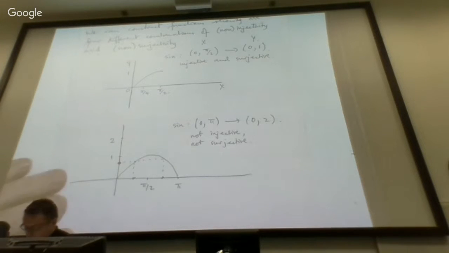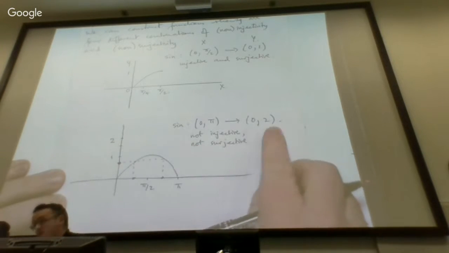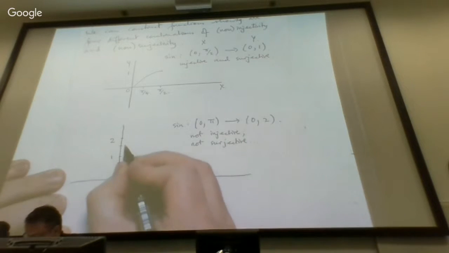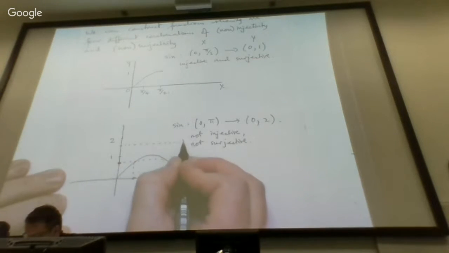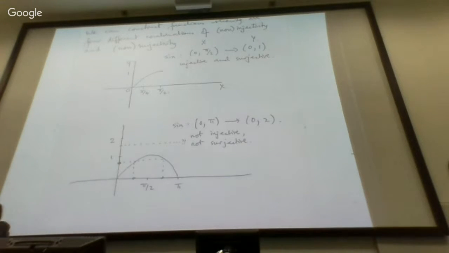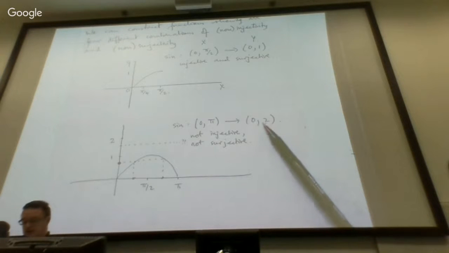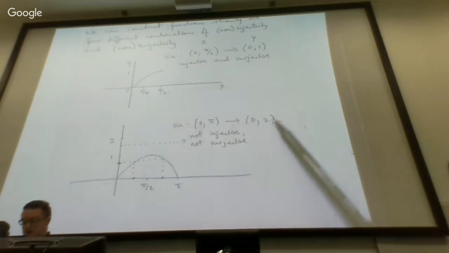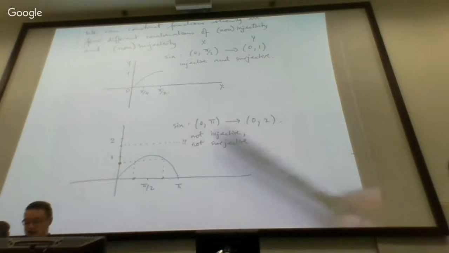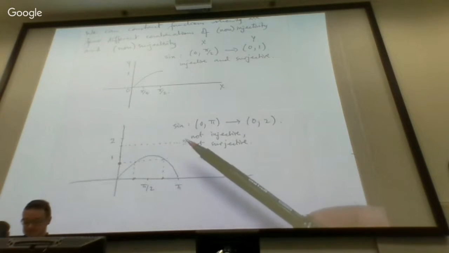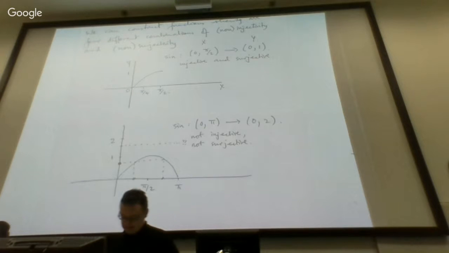And there's also plenty of elements in the codomain. See, the codomain is now down from 0 to 2. There's plenty of elements up here which are not the sine value of any argument. Sine just remains on this domain. Sine just varies between 0 and 1. It doesn't go any higher. So there are certainly elements here which do not occur as values of the sine function. Anything strictly greater than 1. Okay?